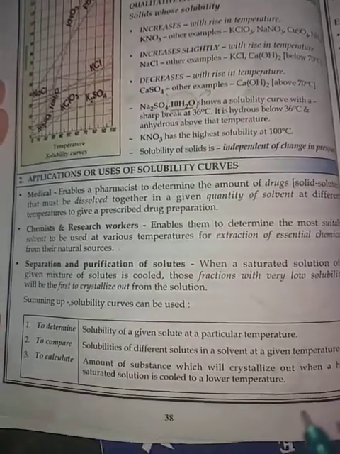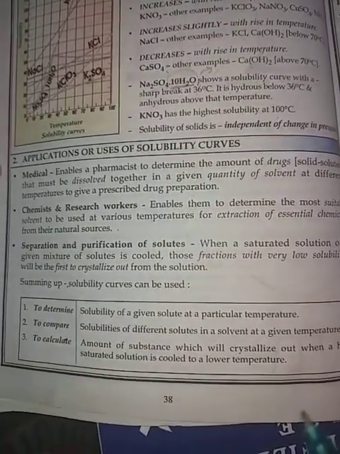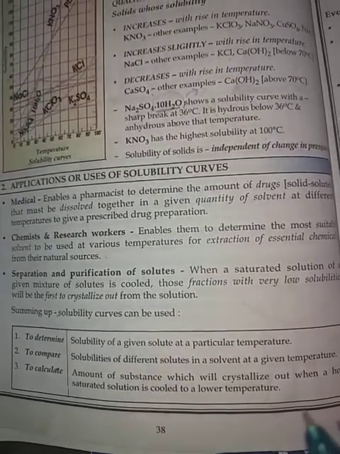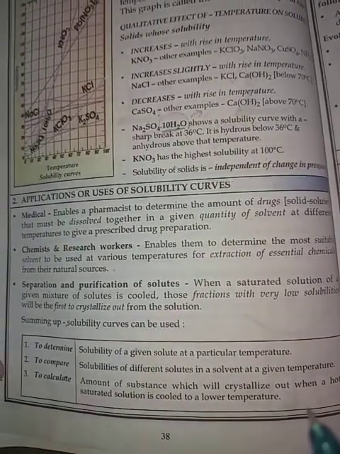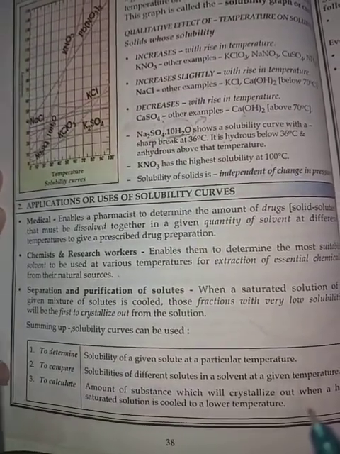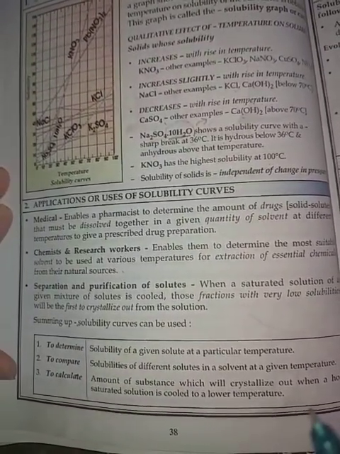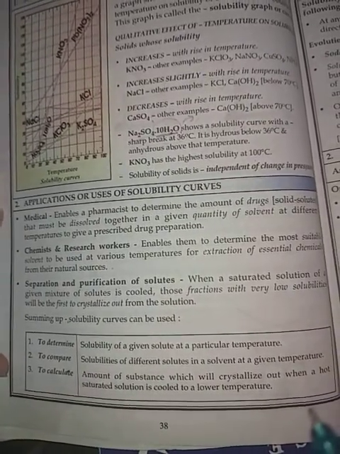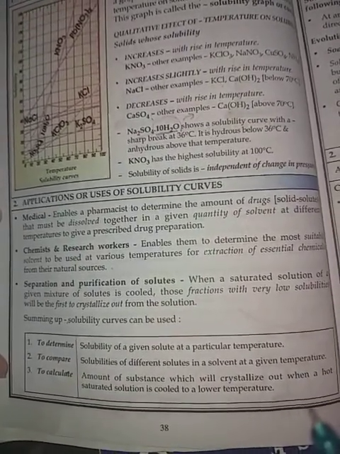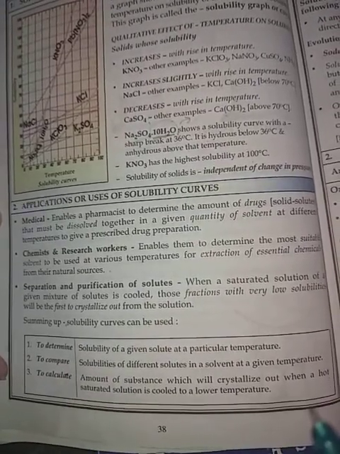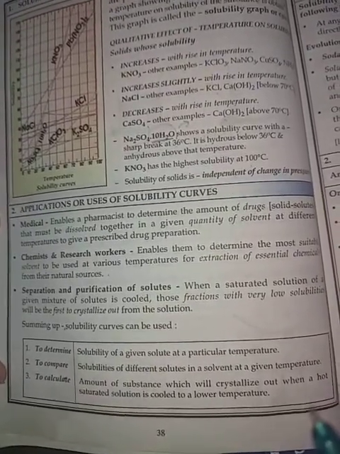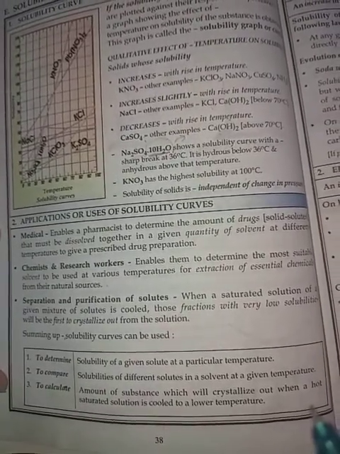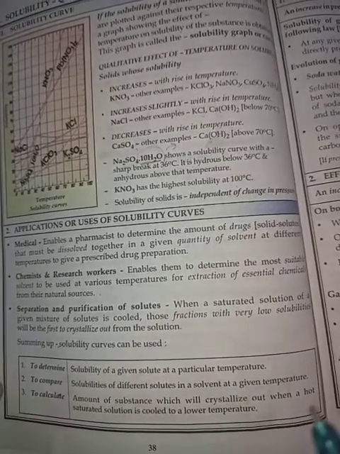So if we sum up all these points, the first one is to determine the solubility of a given solute at a particular temperature, that is, at a given temperature, what is the solubility of the given solute. Secondly, to compare the solubilities of different solutes in a solvent. We know that different substances dissolve in the solvent in different amounts, or their solubilities are different, at a given temperature.